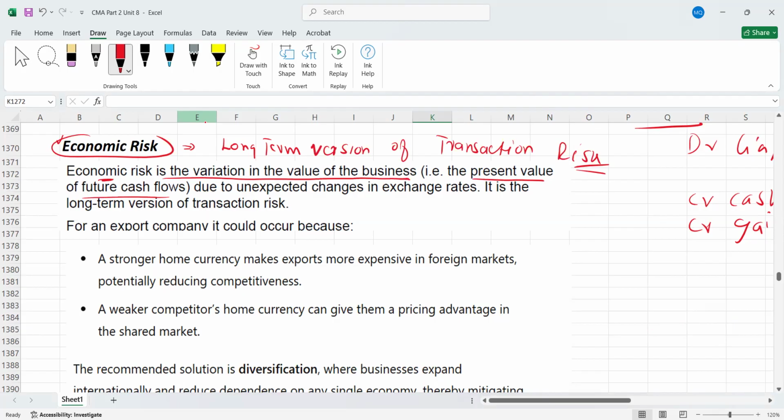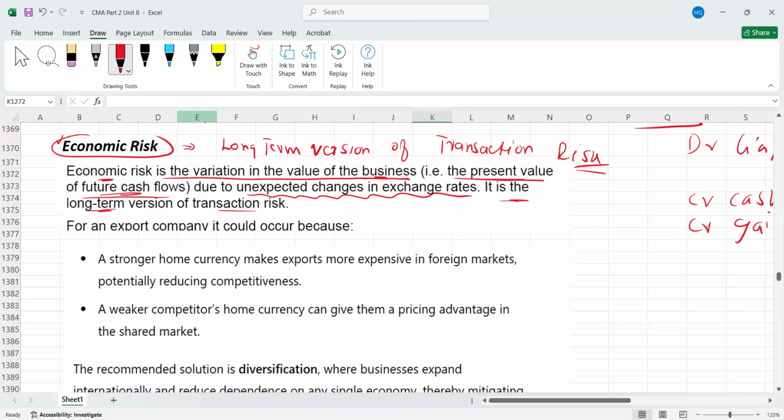Now obviously every month or every year you will get the money, and you will receive this money over the years. Now every year the exchange rate may change, and you may suffer some losses, or you may get some gain as well. That's why I'm saying that economic risk is a variation in the value of the business, meaning the present value of the future cash flows, due to unexpected changes in the exchange rate. So it is the long-term version of the transaction risk.